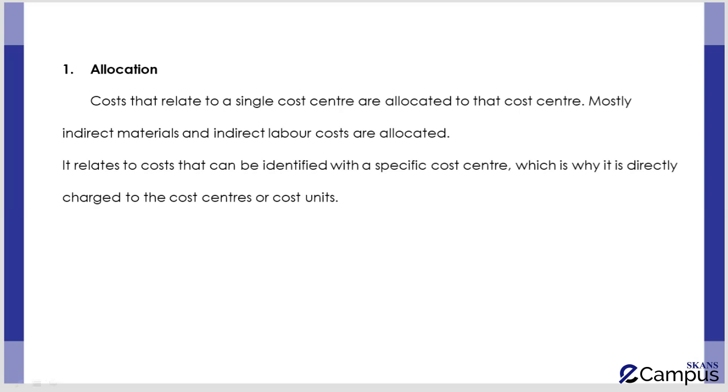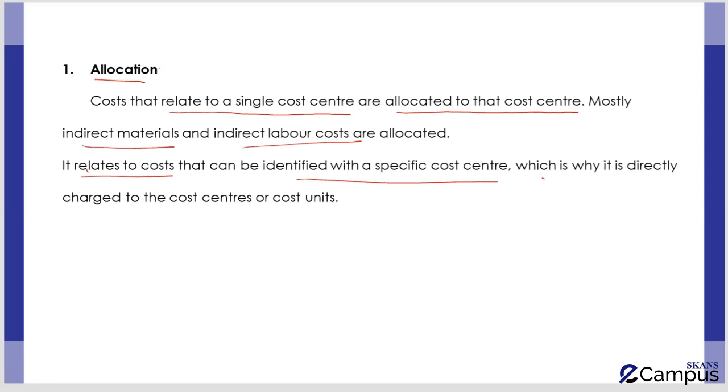First is allocation. So what is allocation? Costs that relate to a single cost center are allocated to that cost center. This process is known as allocation. Mostly indirect material and indirect labors are allocated. It relates to the costs that can be identified with specific cost centers, which is why it is directly charged to the cost centers or cost units. Let's suppose we have 2 departments.